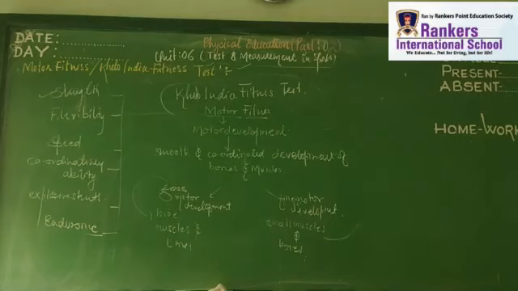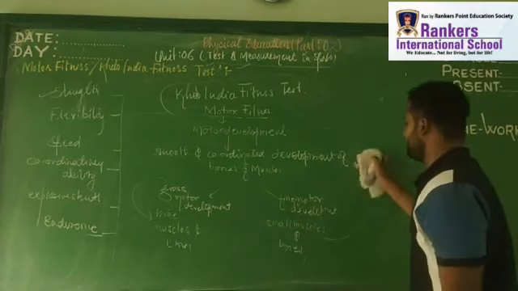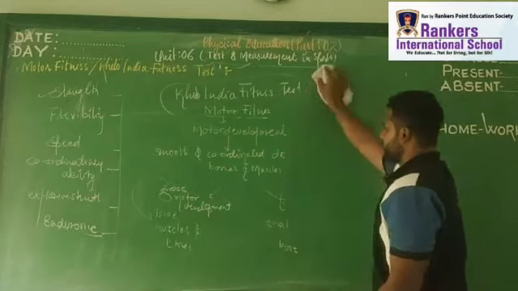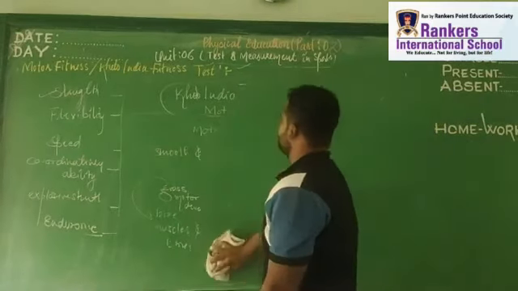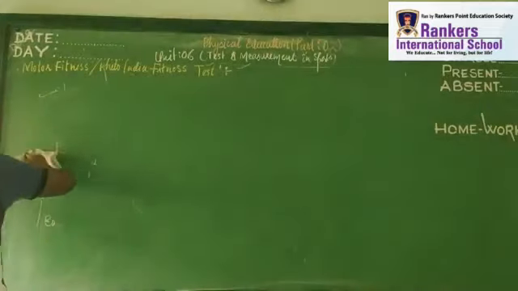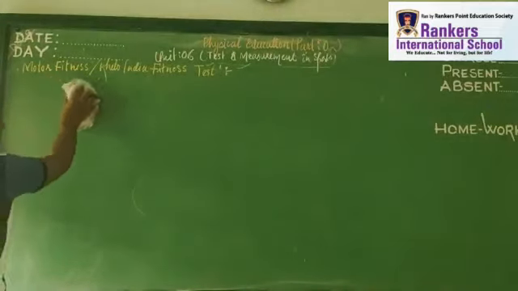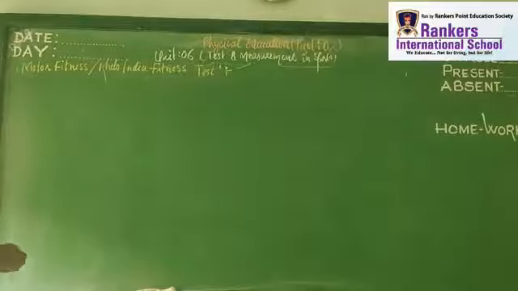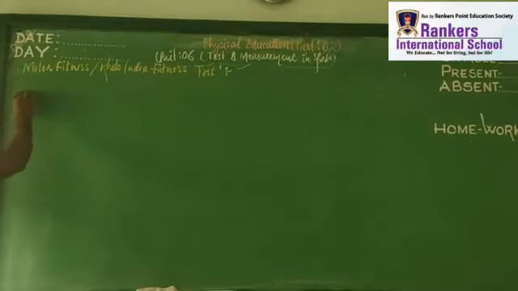Now we need to understand what the test items in the Khelo India Fitness Assessment are. There are 7 test items, which develop various kinds of abilities. So let's begin to write the Khelo India tests. There are a total of 7. Let's begin one by one. The very first is the 50-meter dash.